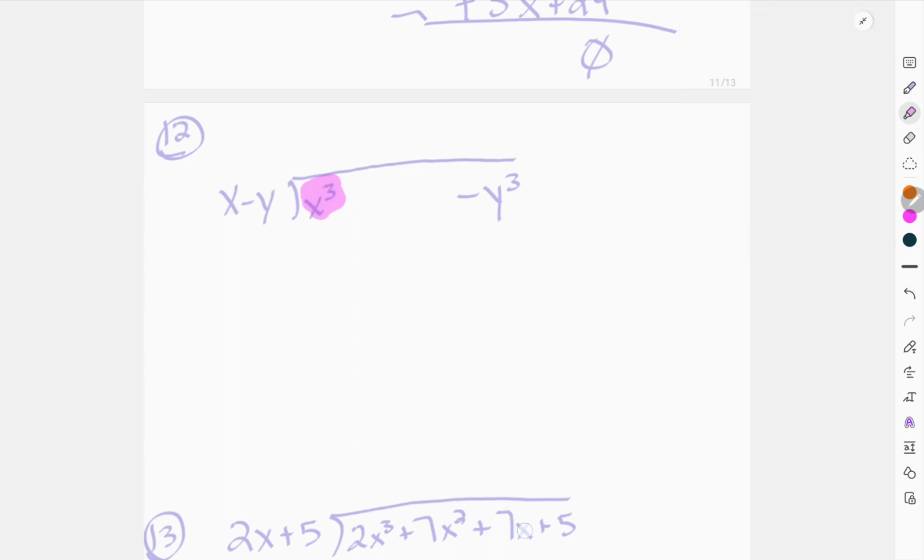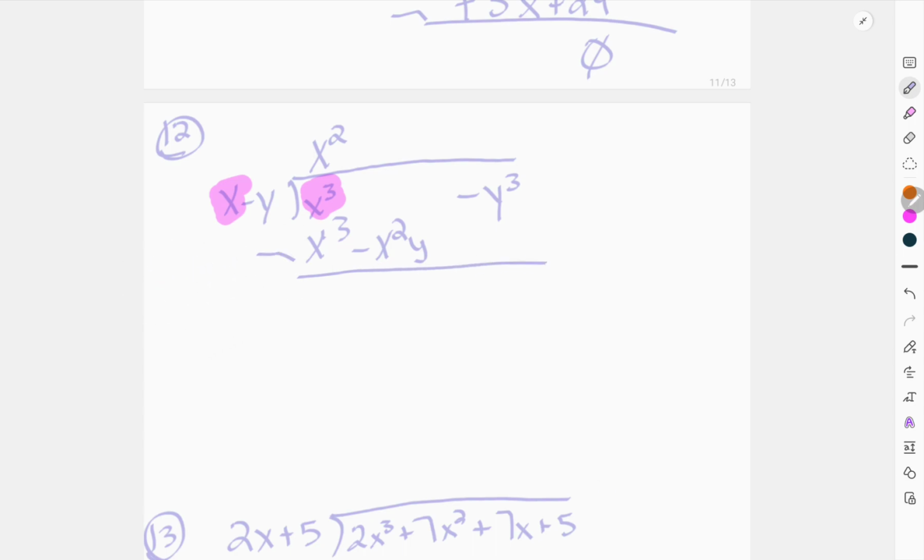Whatever the first term is, we're going to divide it by the first term, okay? So we have x to the third divided by x. That is going to give us x squared. Okay, I'm going to take that x squared and multiply it by x minus y. When I do that, x squared times x is x to the third. X squared times negative y is negative x squared y.